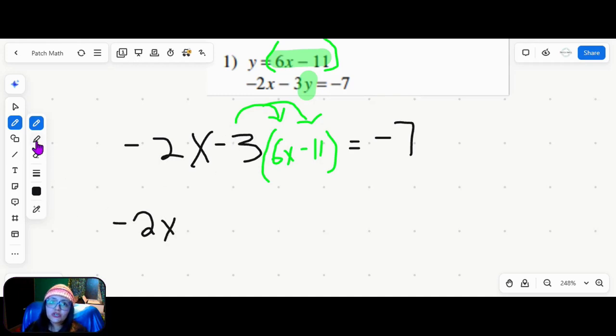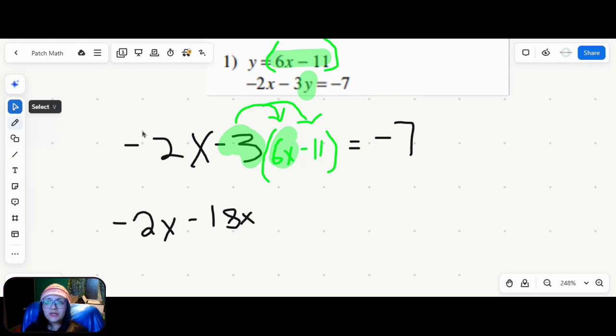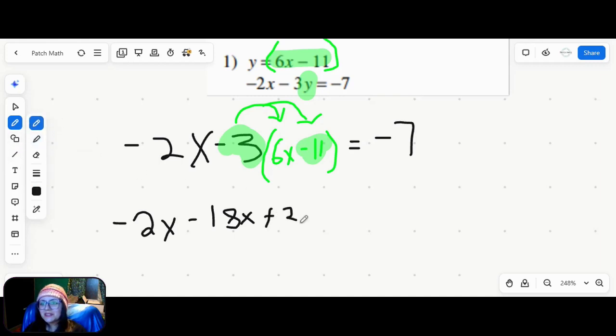We are distributing the -3 into the 6x to start with. And -3 times 6x is minus 18x. Then we will be distributing that -3 into that -11. And a negative times a negative is a positive number. And 3 times 11 turns into 33.